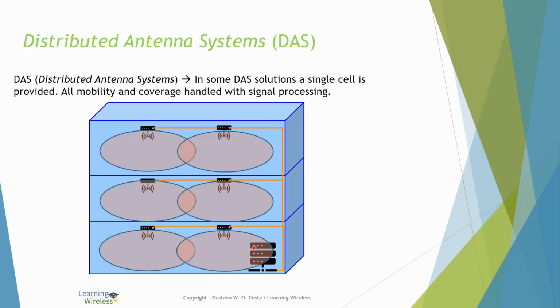It's not to say that all DAS systems work like that, but there are solutions in the market which work this way. So you can have DAS systems which do include handovers and mobility between cells, or you can have DAS systems which just work directly on this signal processing level. So there is not one solution which fits all cases, and it's not always immediate to identify what a cell is.